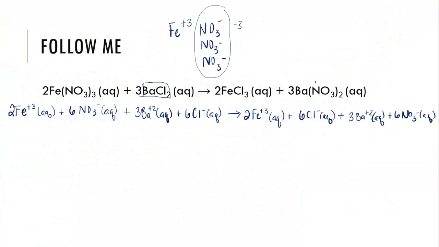There's 3 of the barium nitrates, and there's 2 per group. So 3 groups of 2 will make 6. Oh, that's a lot of work. Now, this is our complete ionic equation.